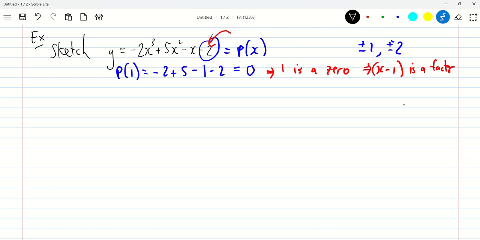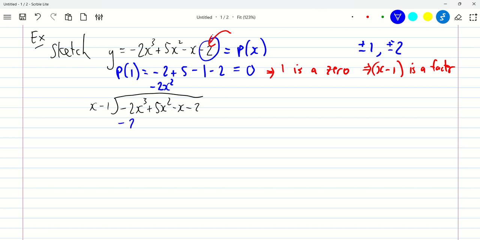So here we go. We're going to divide -2x cubed plus 5x squared minus x minus 2 by x minus 1. And here we go. What do I need to multiply x by to get -2x cubed? I need -2x squared. If I multiply that back down by that, I get -2x cubed plus 2x squared.